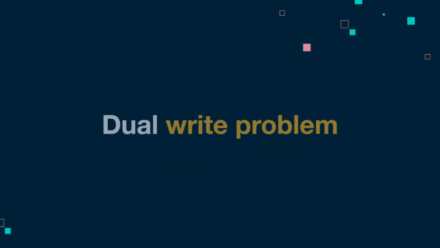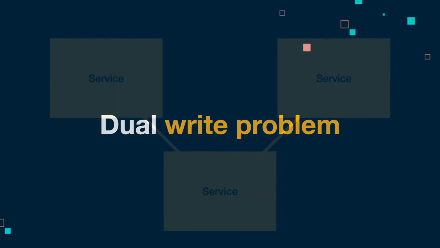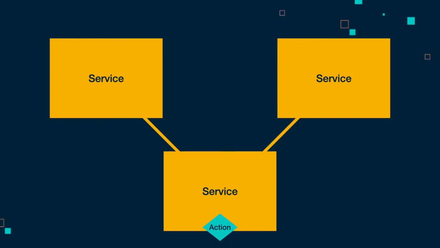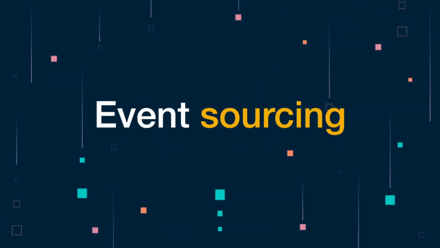And another problem is the dual write problem. This problem will happen when the service publishes more than one event. The system will crash, and actually the event cycle will be broken too, and it's not in a consistent state anymore. To solve these cases, I would like to focus on the thing called event sourcing.